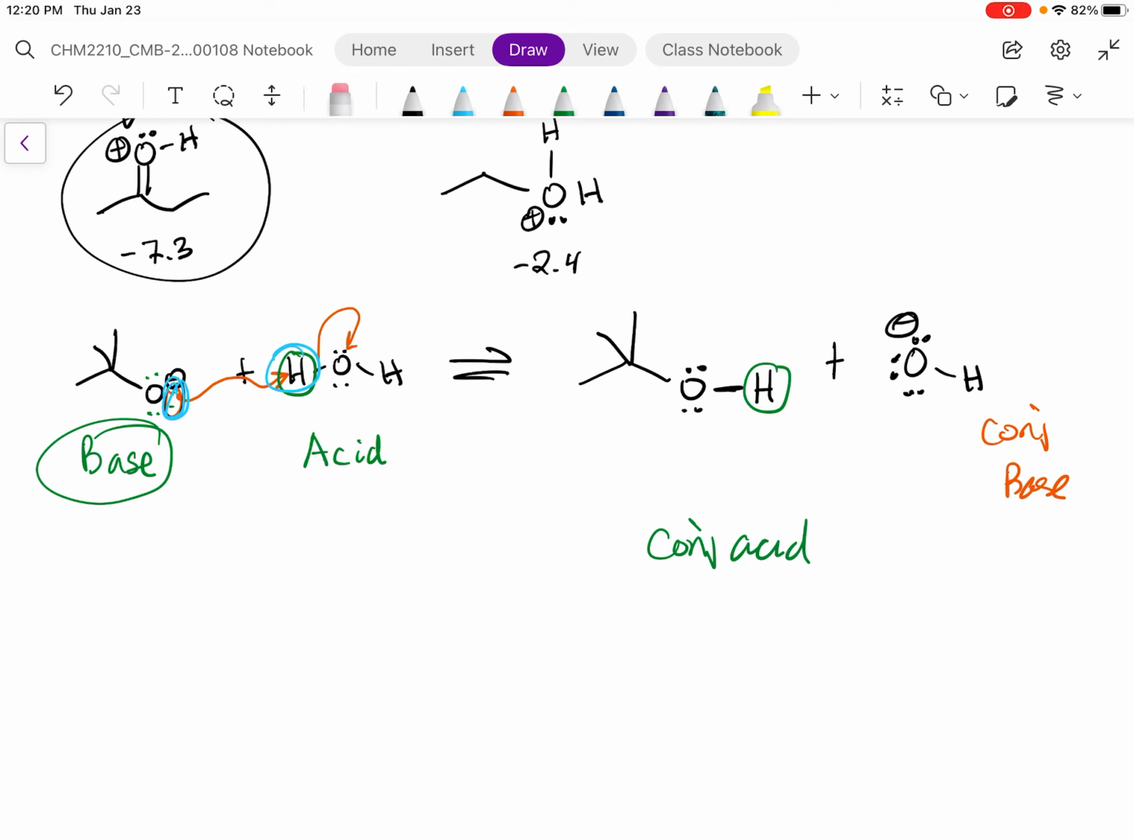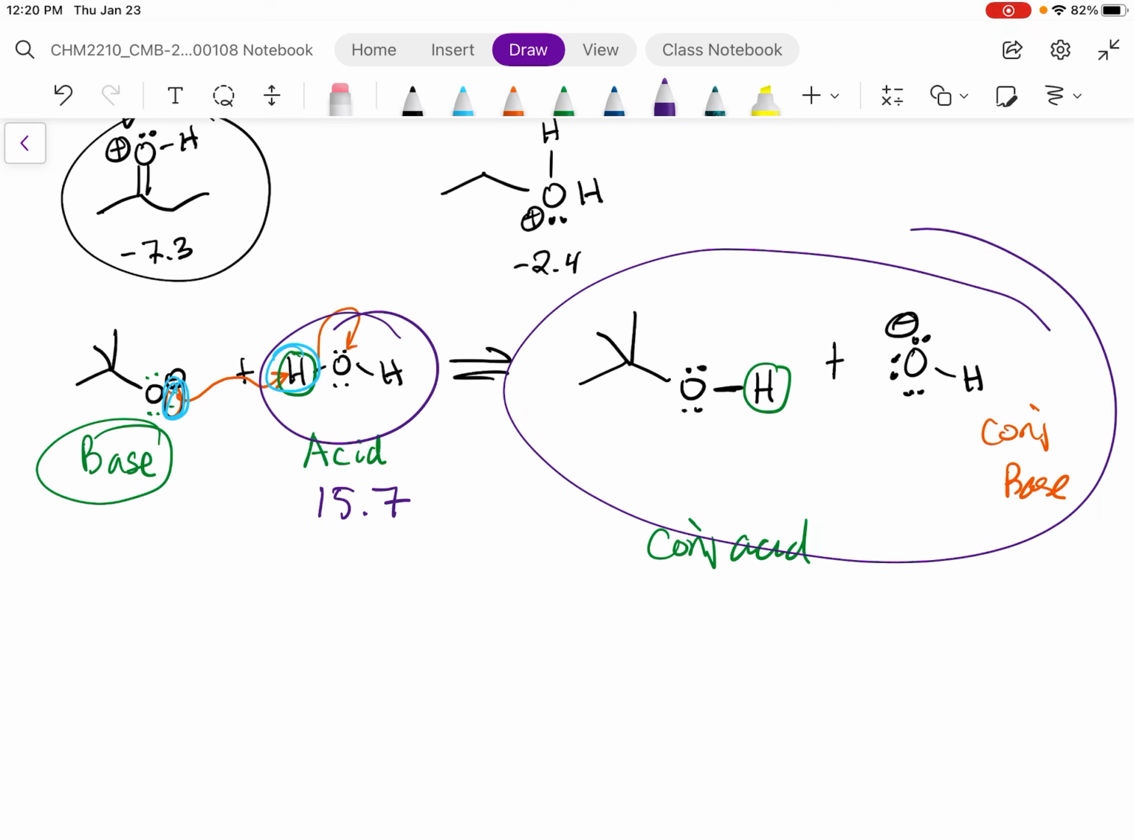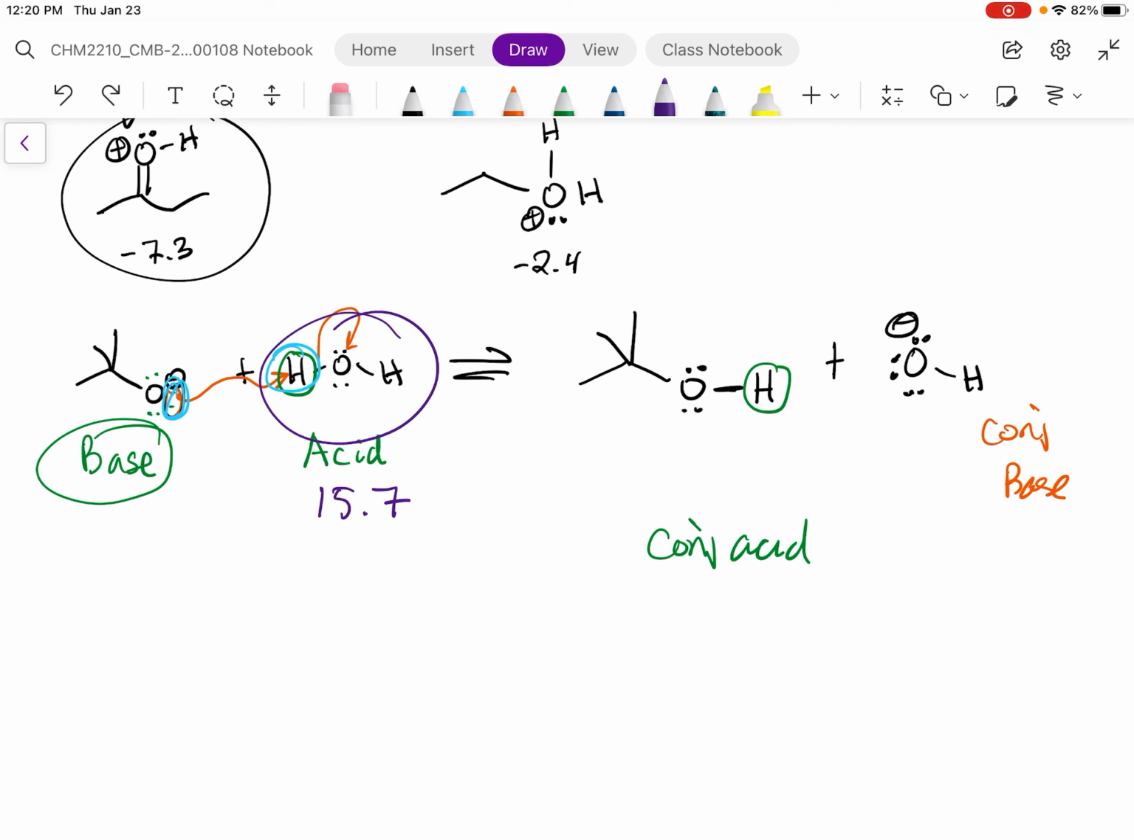And it's really straightforward, class. You have to find the acids and find their pKa's. So I've identified water as the acid, and I know its pKa should be around 16. Its exact pKa is 15.7. So I find the acid on the reactant side. Now I go to the product side. Where's the acid over here? Well, we've already identified it. It's this guy, the tert-butanol.